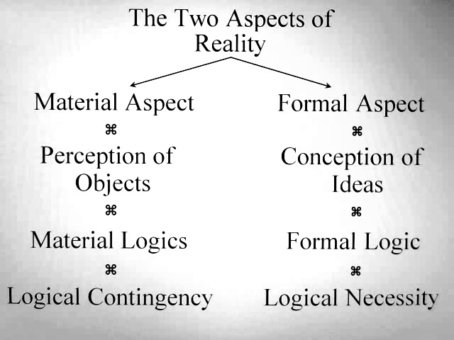With respect to the inferences that we draw with our logics, we say that material logics delivers logical contingency, which is to say the truth or falsity of the inferences are contingent or dependent upon the situation, of course, with the perception or with the objects themselves, with the material objects that we are reasoning about, understandably enough. For formal logic, we say that formal logic delivers logical necessity, which is to say the inferences that we draw will be either necessarily true or necessarily false.